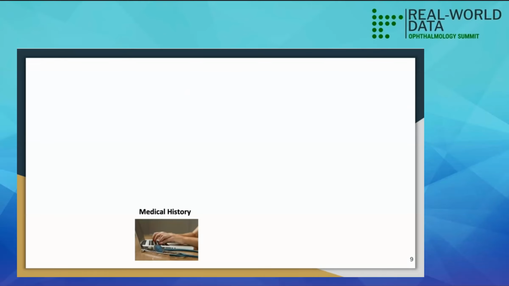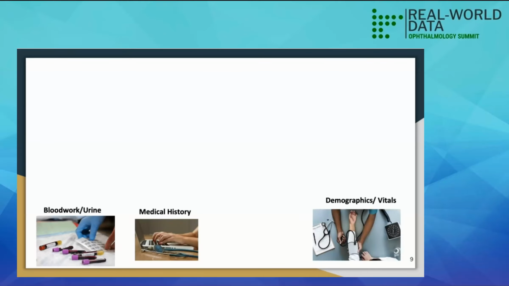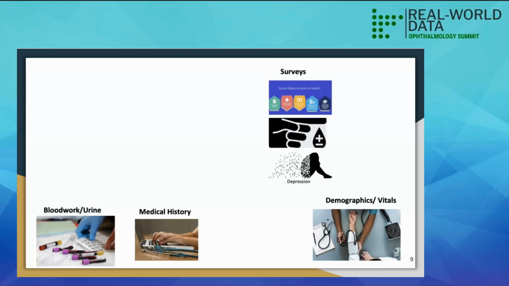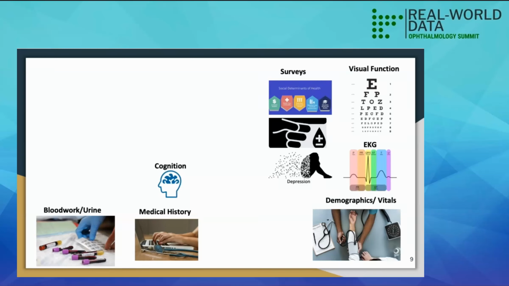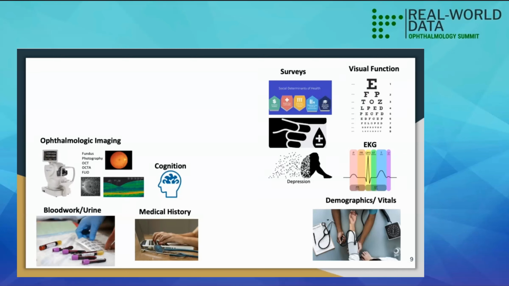The kind of data that we're collecting includes a medical history, demographics, blood work and urine, all sorts of surveys, including social determinants of health, a battery of cognitive function testing, 12-lead EKG, different visual function tests, and a whole host of different retinal imaging, including many different forms of color fundus photographs, OCT, OCTA, and FLIO.